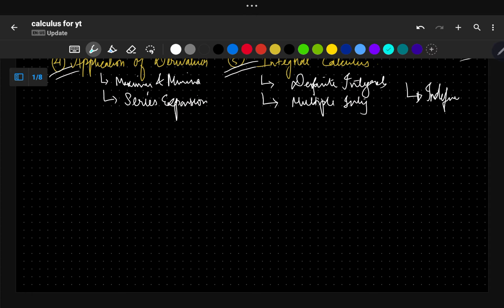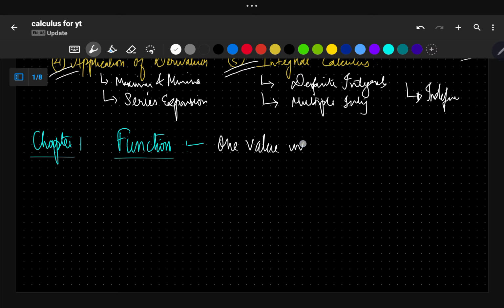So chapter number 1, function. So what is a function? In layman language, in simple language, let me tell you that we give one value as input for one output, that is a function, right?